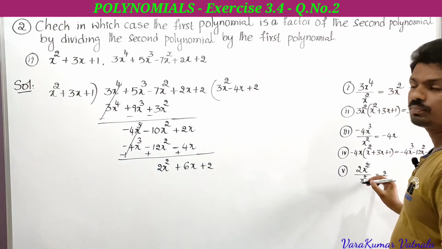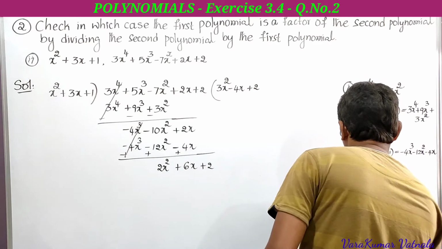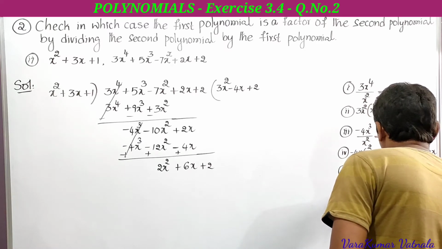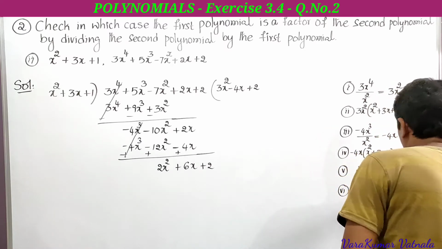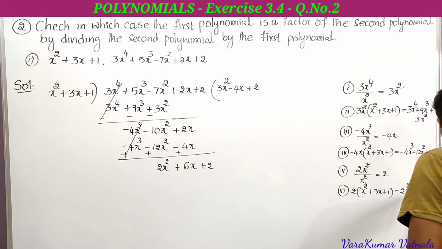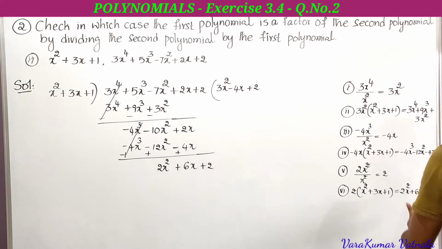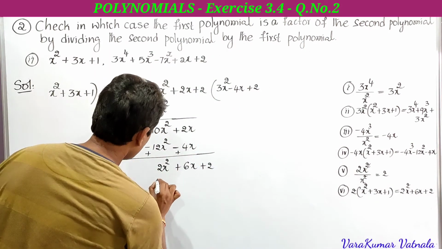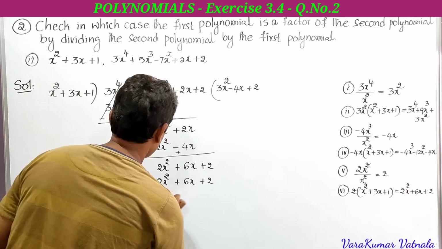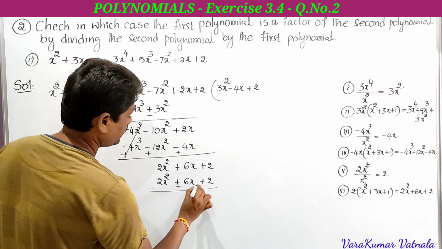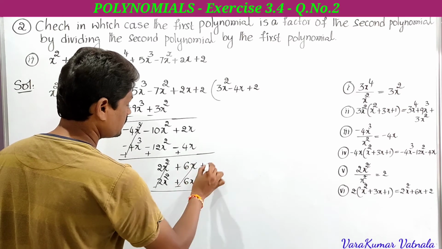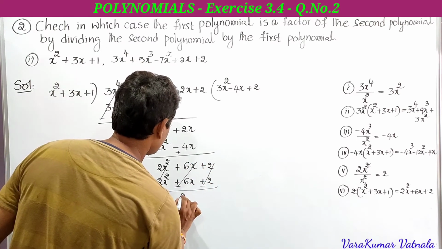So now multiply the divisor with 2. That is 2 into x square plus 3x plus 1. So here 2 into x square is 2x square plus 2 into 3x is 6x plus 2 into 1 is 2. So now write here 2x square plus 6x plus 2. So now subtract, it becomes minus minus minus. So 2x square minus 2x square cancelled, 6x minus 6x cancelled, 2 minus 2 cancelled. We can get the remainder 0.